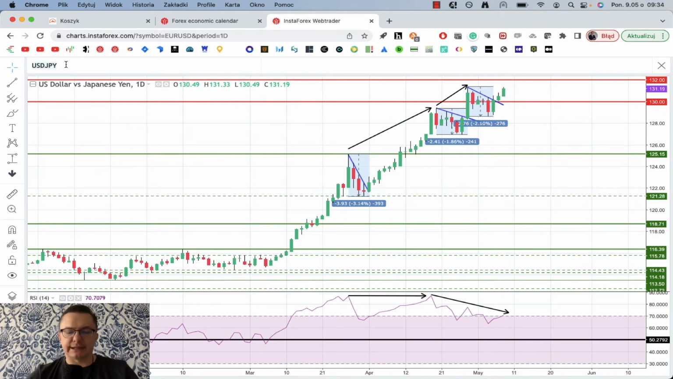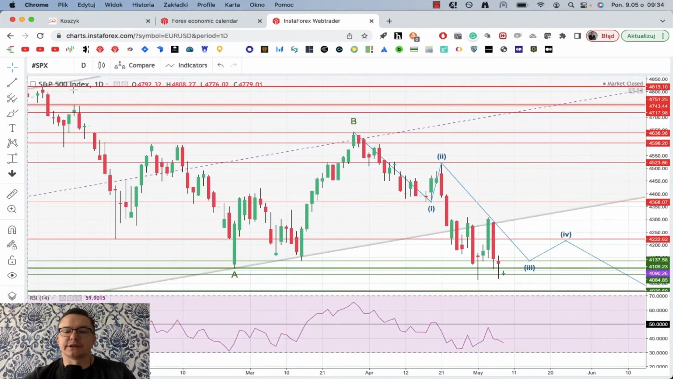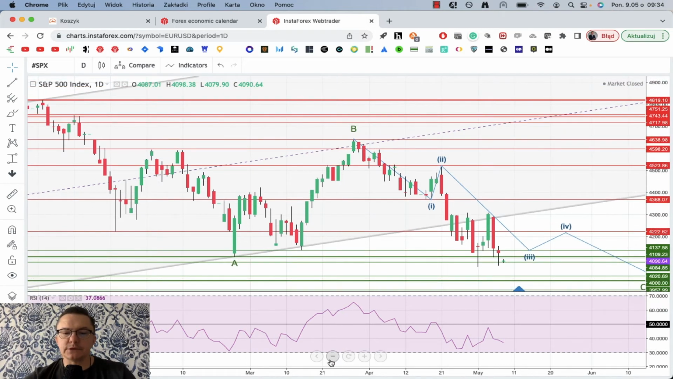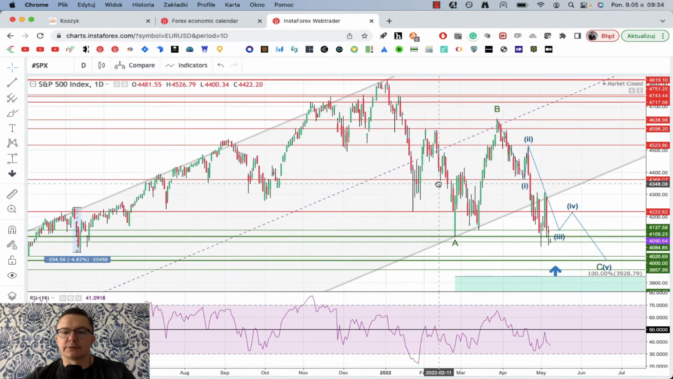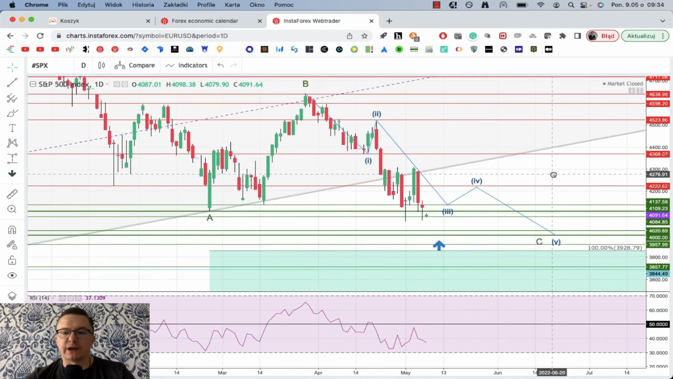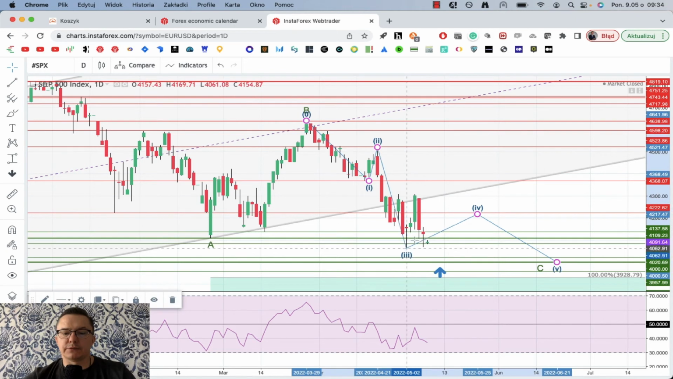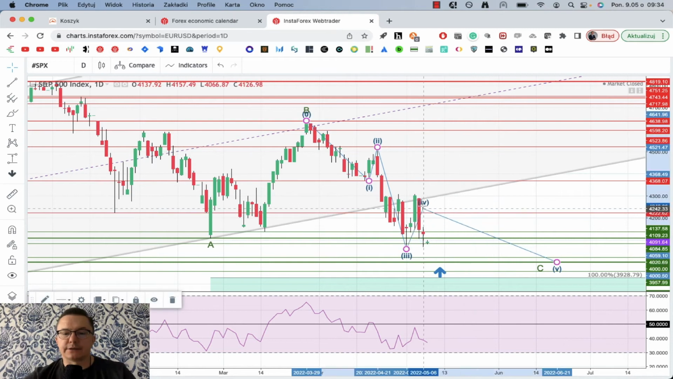Let's now take a look at the S&P 500 before the New York session starts. What is going on here? Well, as you can see, the S&P 500 is following our scenario very well. We got the 5-wave decline scenario here, and as far as I can see, we might put the wave 3 low here for now, and then a wave 4 bounce here.